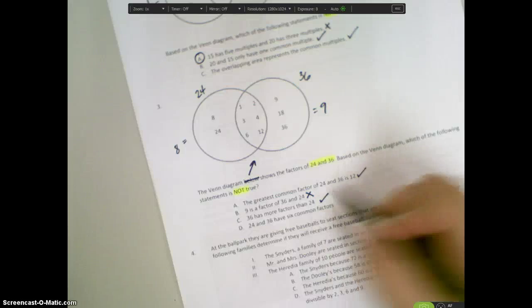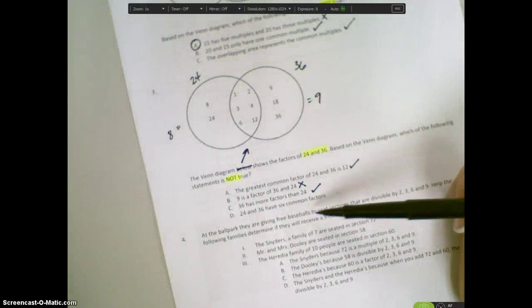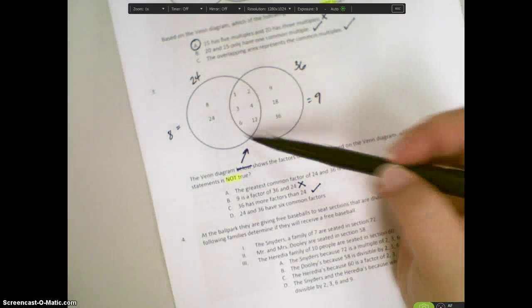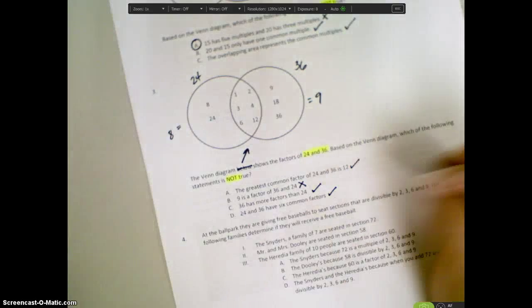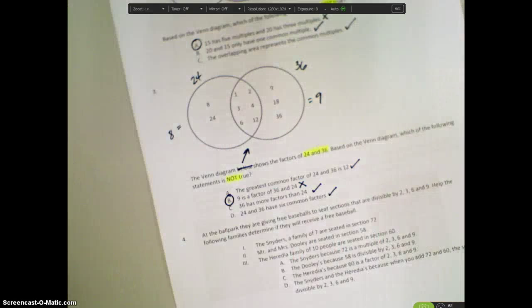So that is true. D, 24 and 36 have 6 common factors. There are 6 in the middle right there, so there are 6 common factors. That's true, so our correct answer would be B, because it is not true.